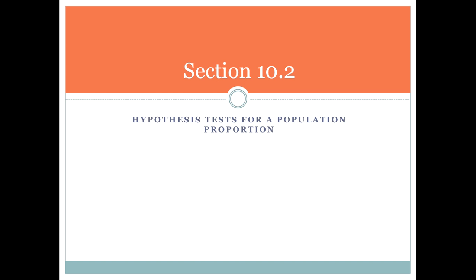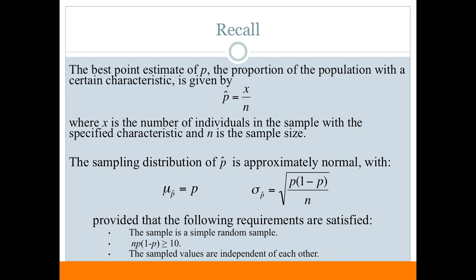So let's take a look at section 10.2, which actually gets into hypothesis testing for a population proportion. And then in the next section, we're going to take a look at population means. So a couple of things to recall from previous chapters.